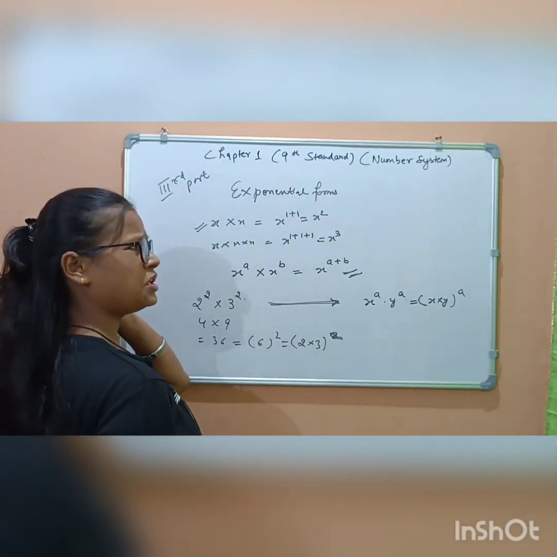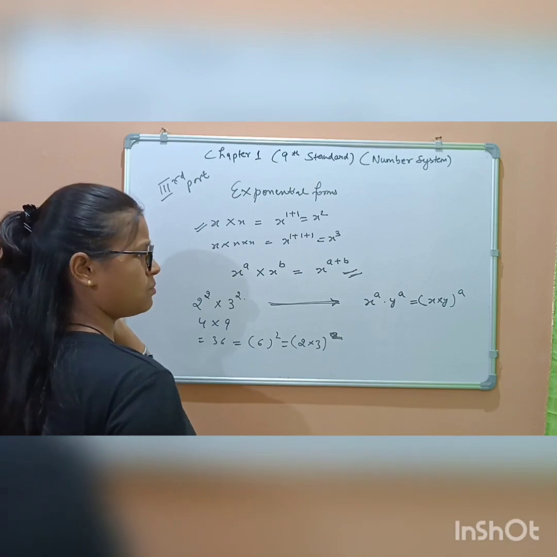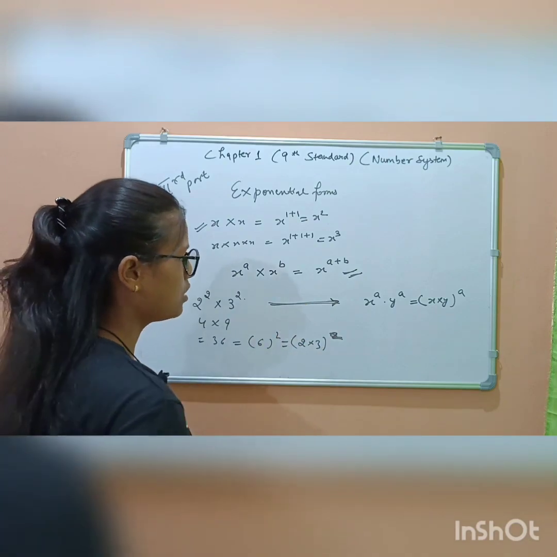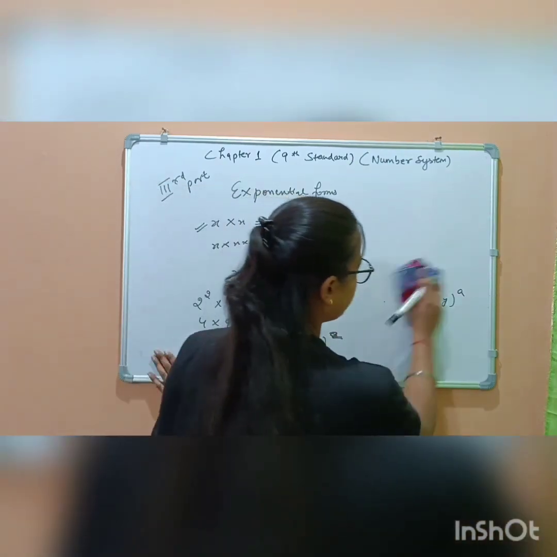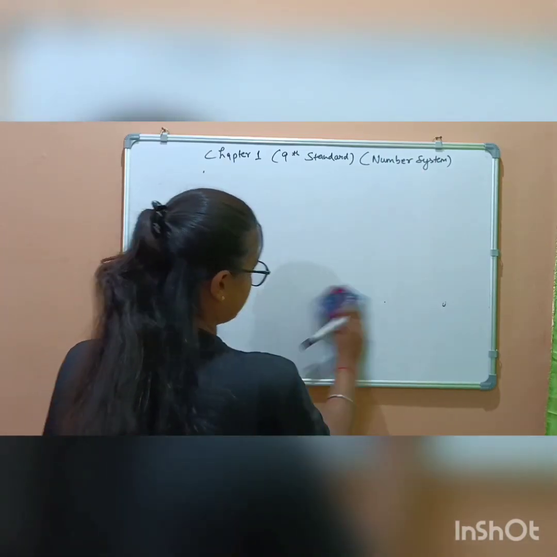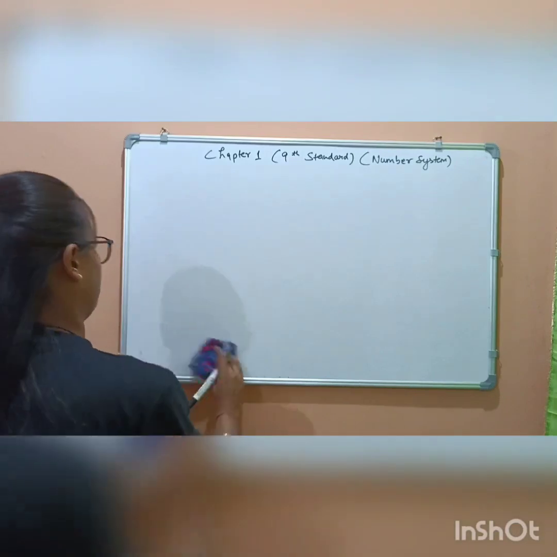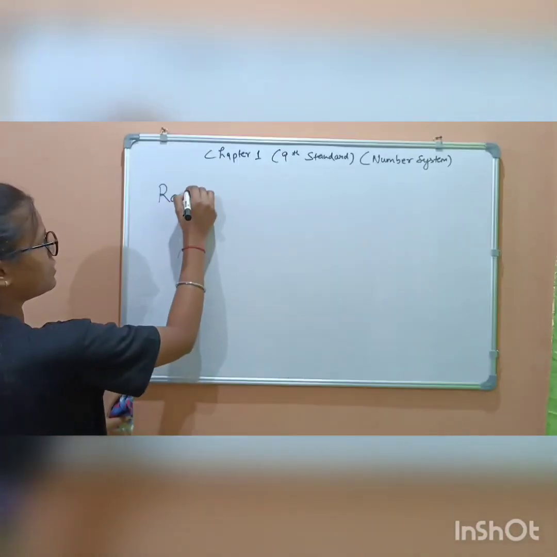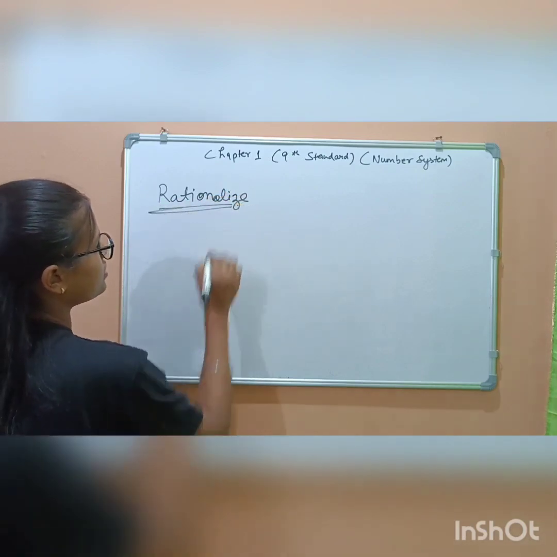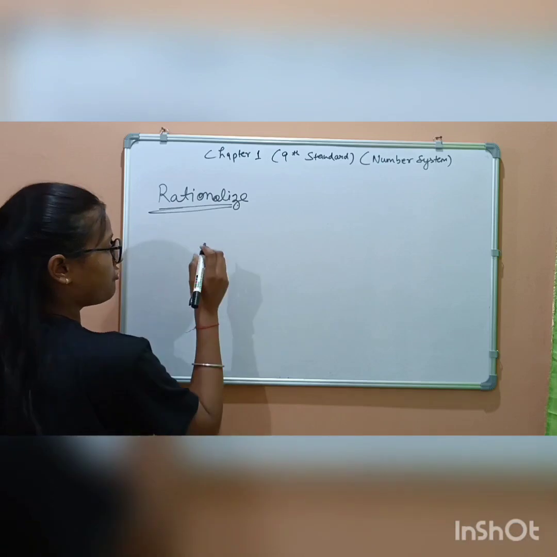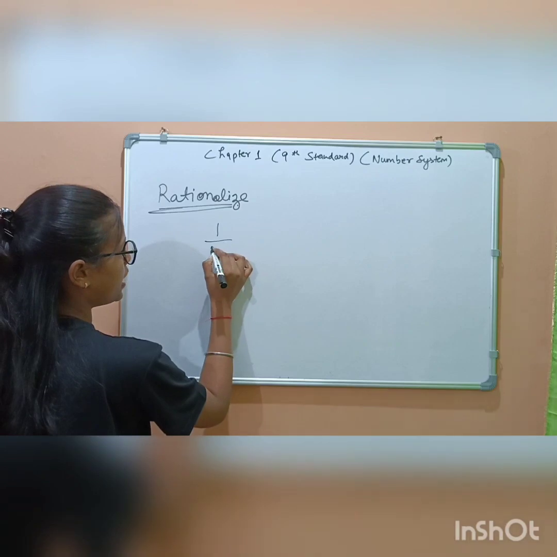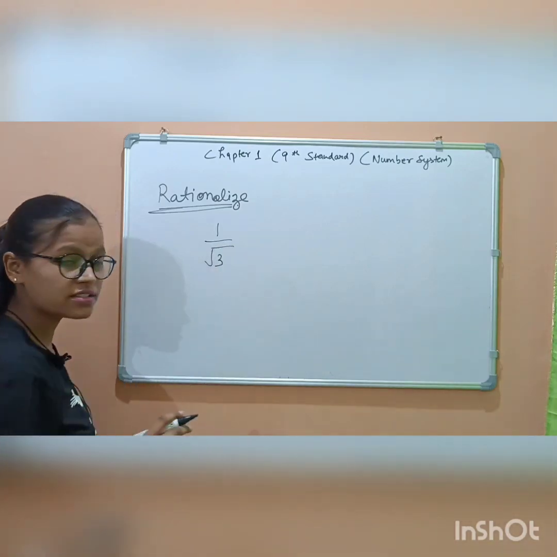In this first chapter, I don't think you can learn these types of things in an easier way. So the next part is rationalizing. The fourth part is rationalize. Whenever you find an expression written in your notebooks or books like 1 by root 3, you always need to rationalize it.